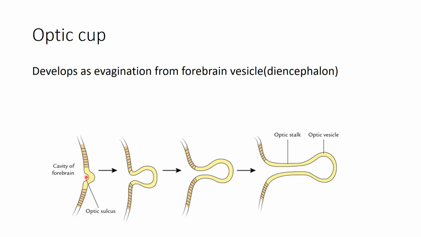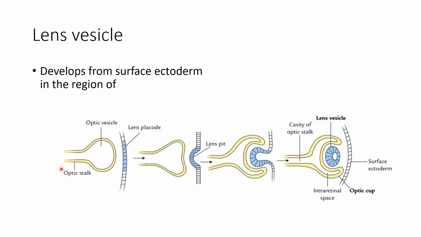In the diagram, for study, we have been shown only one. This is a cavity of the forebrain. Let us see that this is the right sided one. There is also a left sided one that is supposed to form. This optic sulcus later on evaginates further to form the optic vesicle, and the narrow portion that is formed we call the optic stalk. So the optic sulcus gives rise to the optic stalk as well as the optic vesicle. We studied in the earlier slide how the neuroectoderm gives rise to the optic stalk and the optic vesicle.